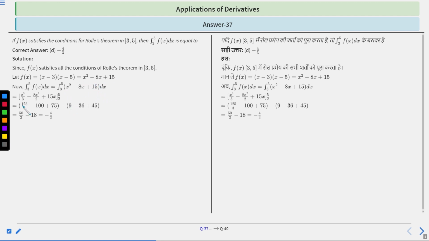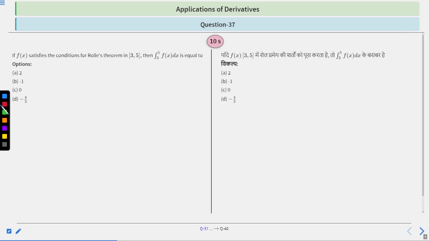After integrating this expression, you will get x cube by 3 minus 8x square by 2 plus 15x, and the limit is from 3 to 5, clear? After putting the values, you will get 125 upon 3 minus 100 plus 75 minus 9 minus 36 plus 45. So you will get 50 upon 3 minus 13, which is equal to minus 4 by 3, clear? So I think option D is the right choice, minus 4 by 3. Clear? Got it?